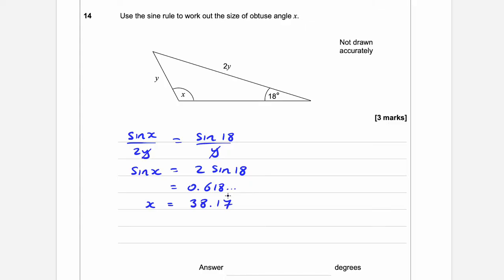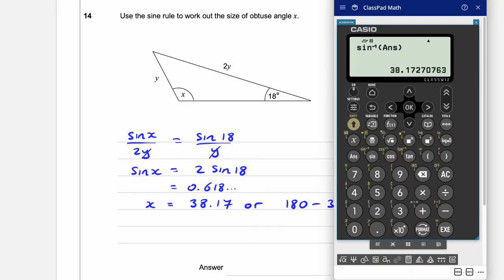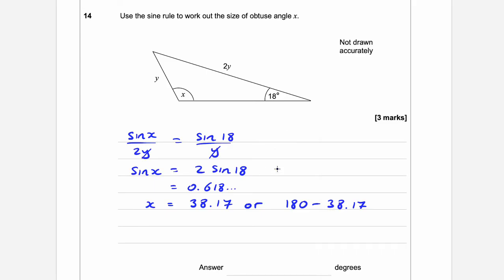38.17. But it's an obtuse angle, so I have to do 180 minus 38.17. The 180 minus 38.17 gives me 141.83. Decimal, please. I'll give it to 2 decimal places. Fine.